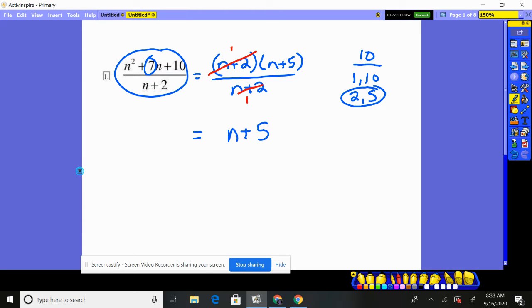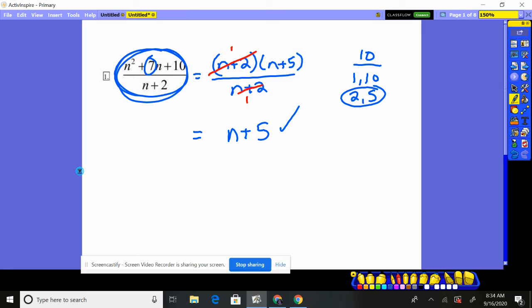And what would you rather plug in? Let's say n is 38. Would you rather plug 38 into n up here or go, oh, 38 plus 5 is 43? The answer will be 43 guaranteed. You would much rather this. That's simplified. Wow, that's so much easier if I got to plug in.